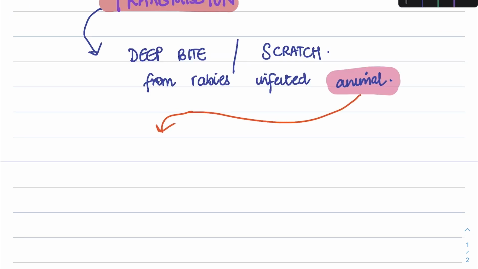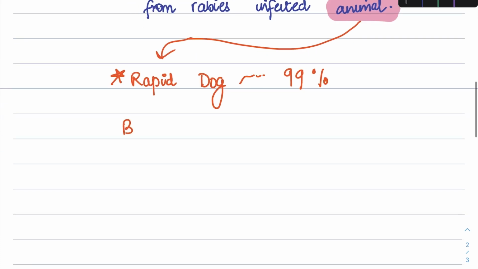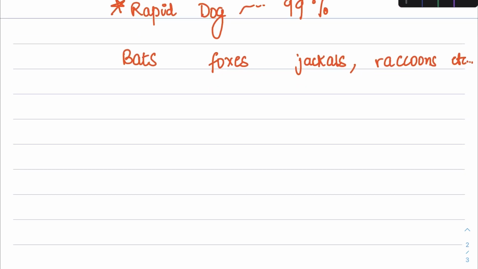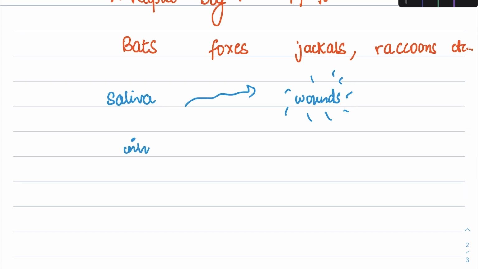Certain animals can transmit this infection. 99% of the time it is always a dog which transmits this infection. Other animals like bats, foxes, jackals, and raccoons are also capable of transmitting this infection. The second way is when the saliva of these rabid animals is transferred to fresh wounds, so the wounds of the human being can get the infection.